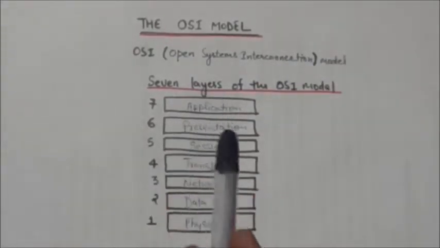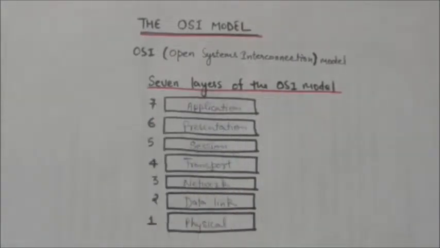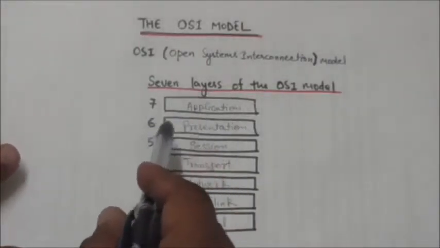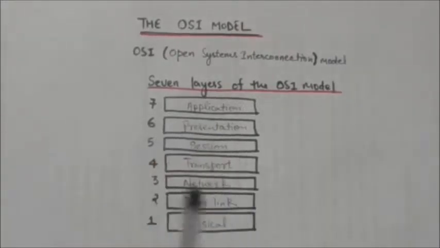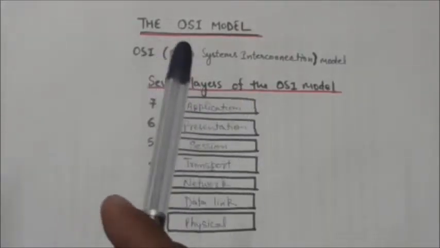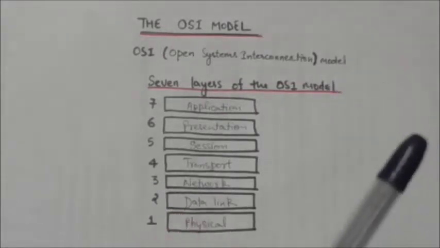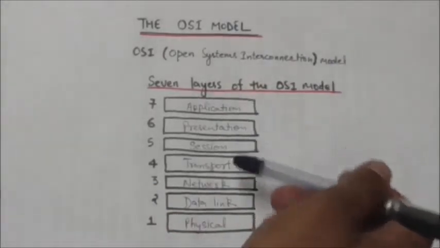The OSI model is a model for understanding and designing a network architecture which is flexible, robust and interoperable. The OSI model is a layered framework for the design of network systems which allows communication between all types of computer systems. It consists of 7 layers.